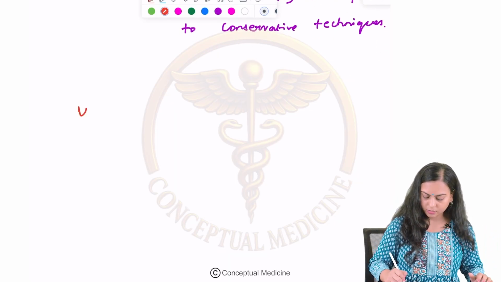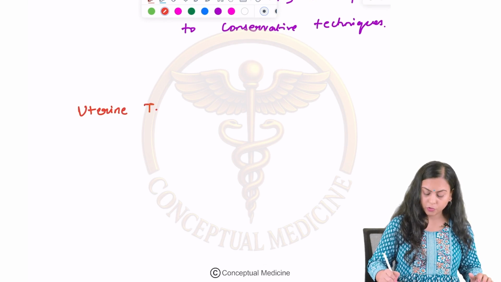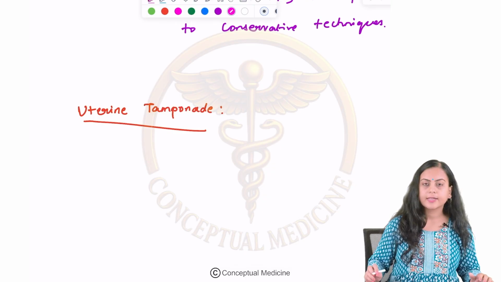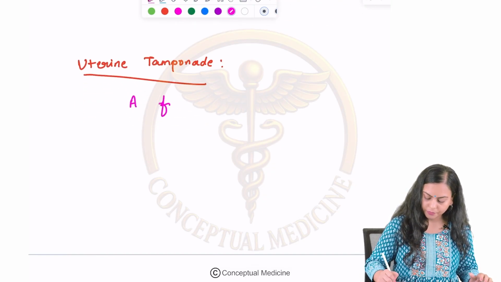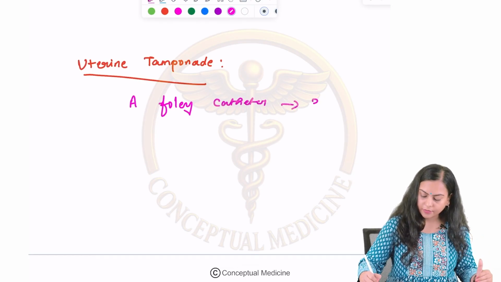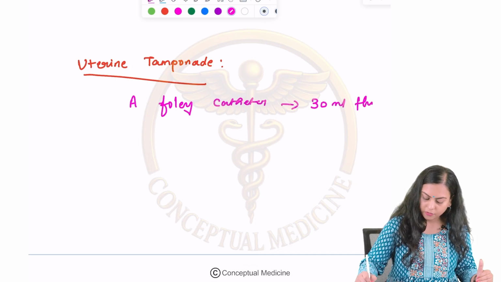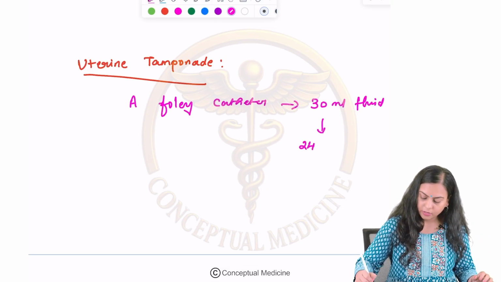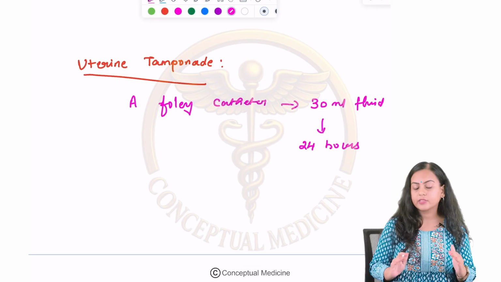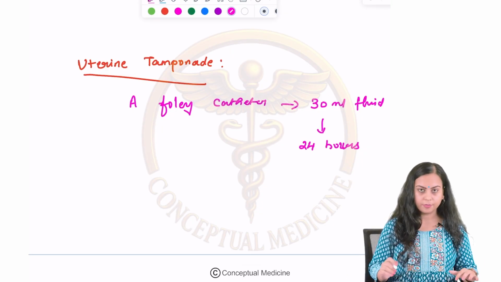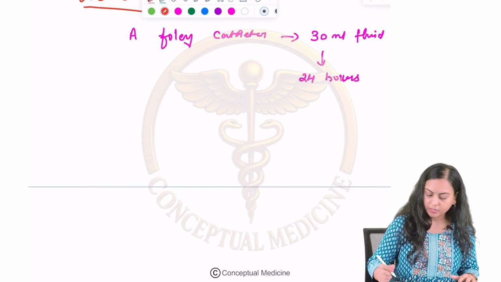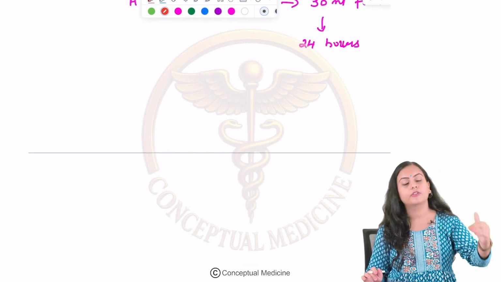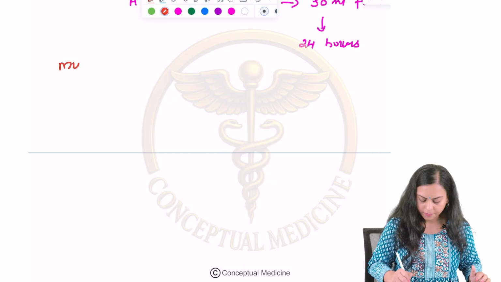And the next one is, you can even go for uterine tamponade. Uterine tamponade can be given using a Foley's catheter that is introduced and inflated with 30 ml of fluid, okay, and this should be kept for a period of 24 hours to arrest the acute episode of bleeding. Clear?